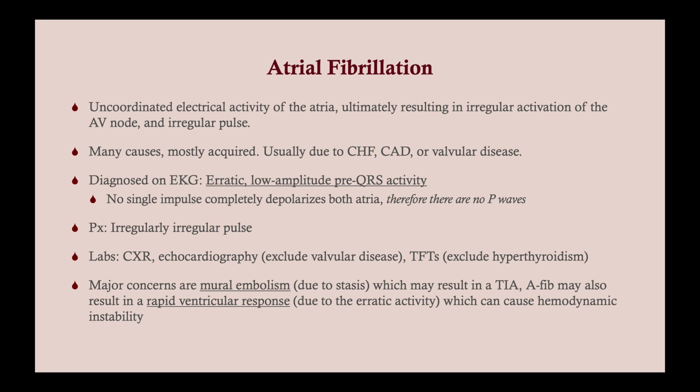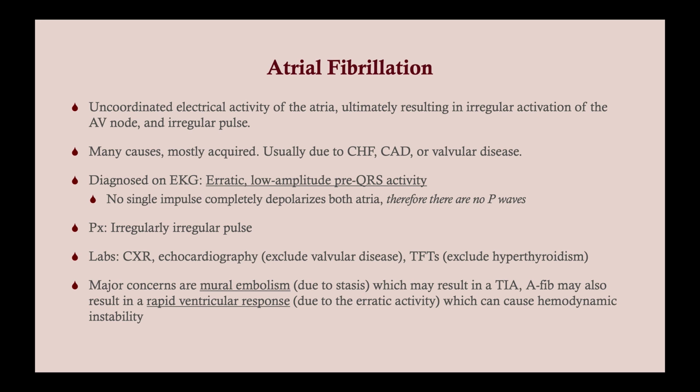We can't even call it a P wave. And so because there's no single impulse that completely depolarizes both atria, there's not going to be any P waves. So we say erratic, low amplitude pre-QRS activity. I'll show you a picture of what that looks like. It should become pretty clear.